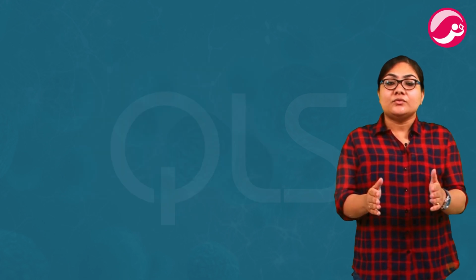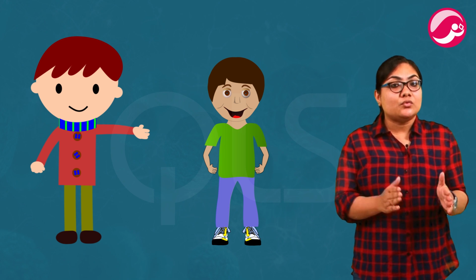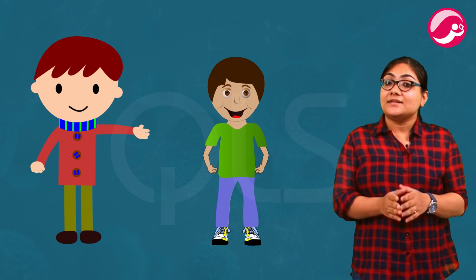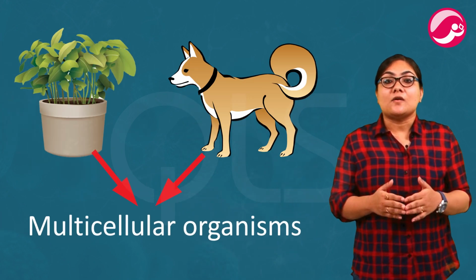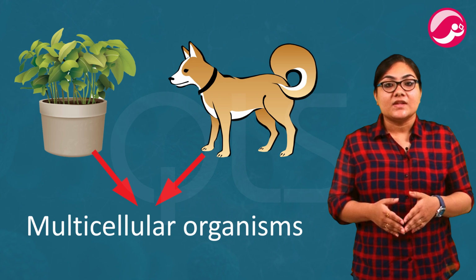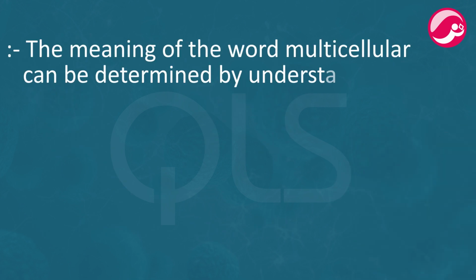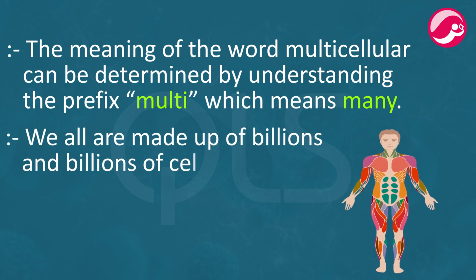Now look around you, look at yourself, look at your friends. Do you think that you and your friends and everyone are made up of a single cell? The answer is obviously no. Plants and animals, including us, are all multicellular organisms. The meaning of the word multicellular can be determined by understanding the prefix multi, which means many. Thus, we are all made up of billions and billions of cells.